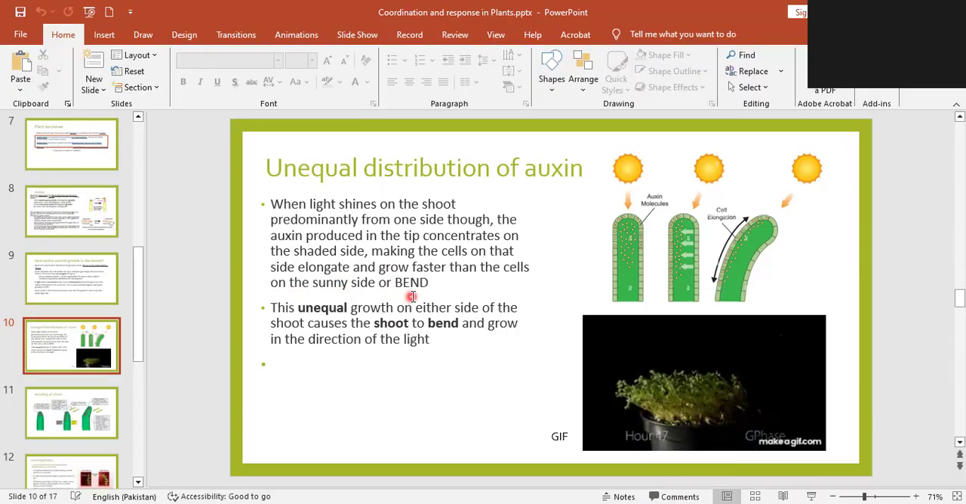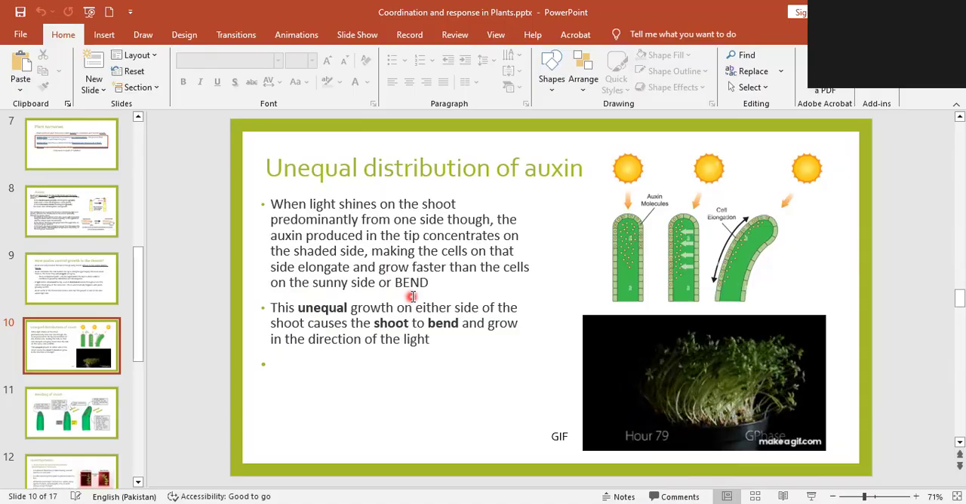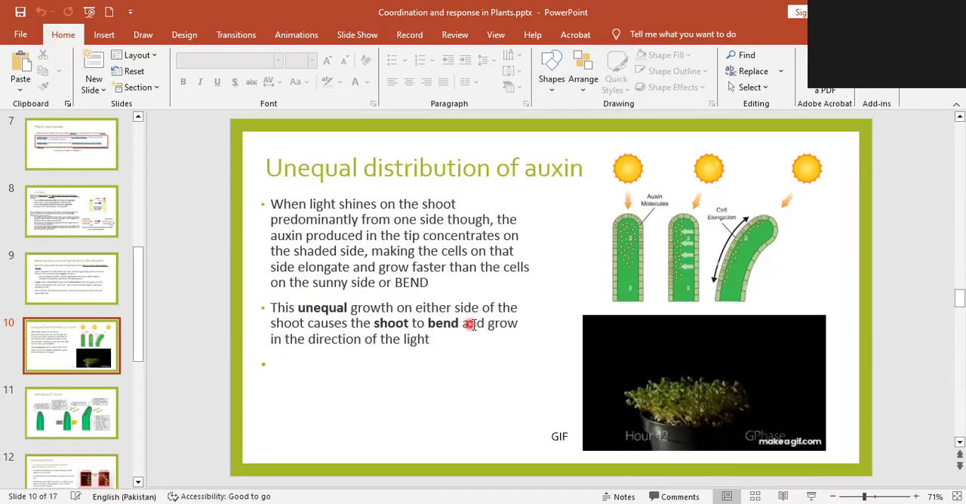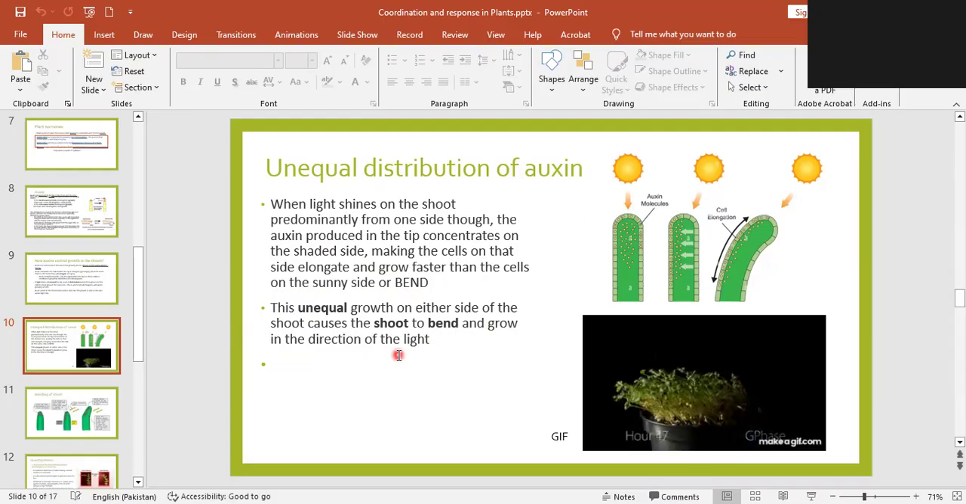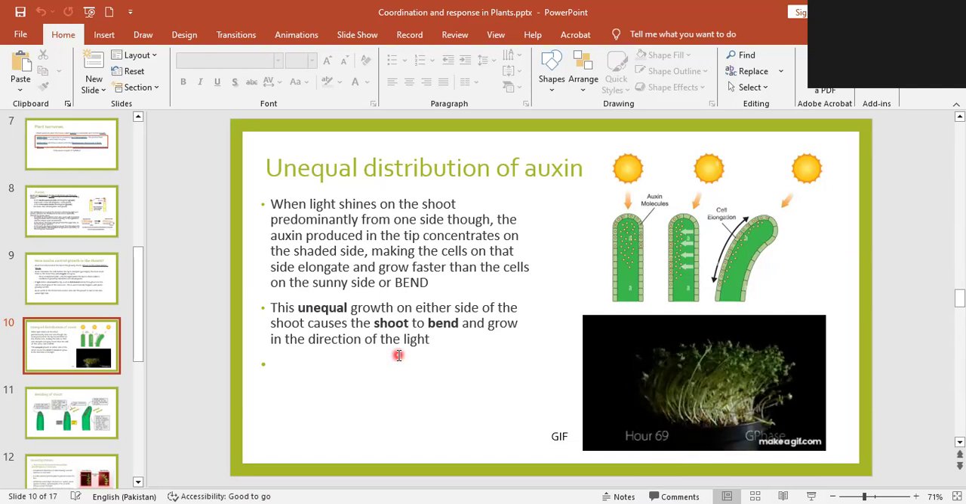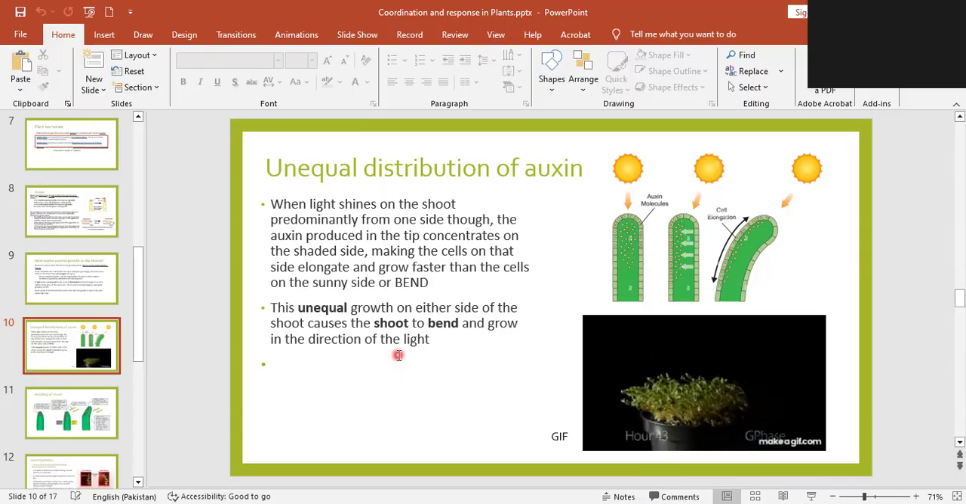Means the auxin will work in a shaded area, and you can see the bending of the shoot will be towards the sun. Right? This is how it works. This unequal growth on either side of the shoot causes the shoot to bend and grow in the direction of the light. So if the plant is bending, it means it is unequal distribution of the auxin, or if the plant is growing in an upright position, it means the auxin is being produced equally, or it is an equal distribution of auxin. Right?